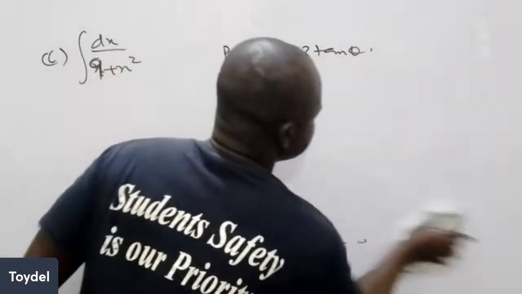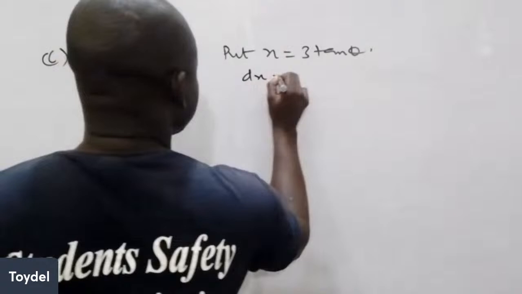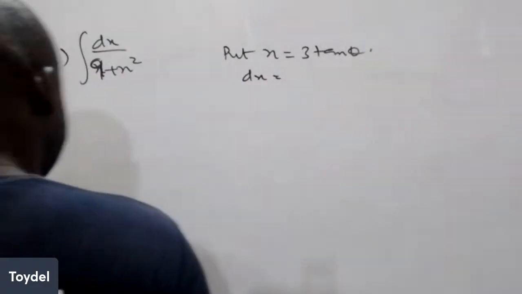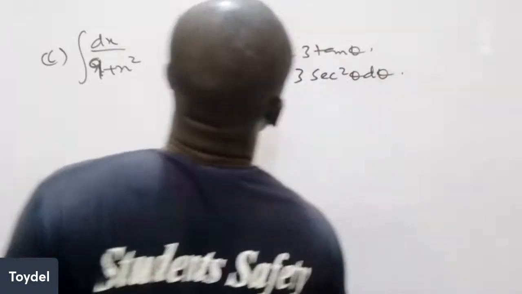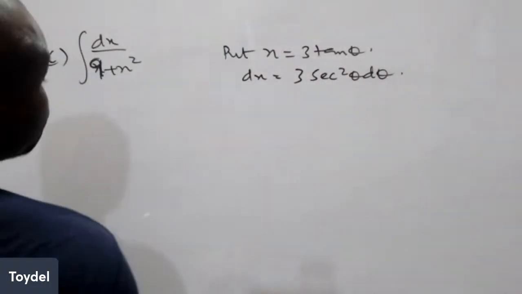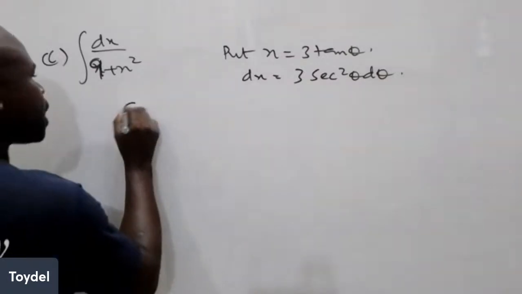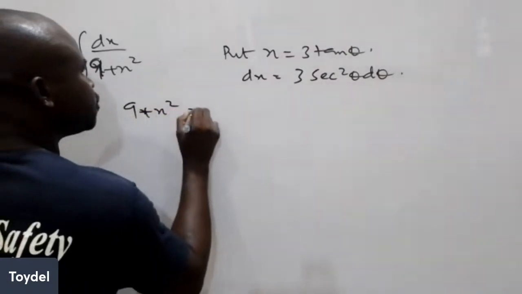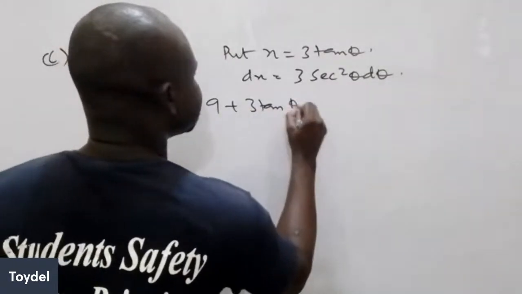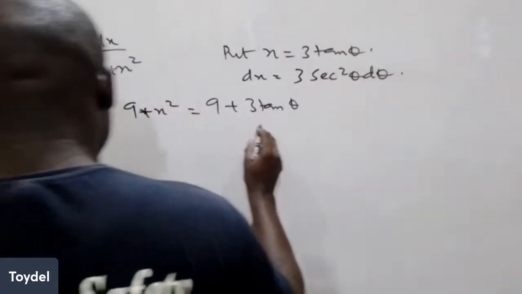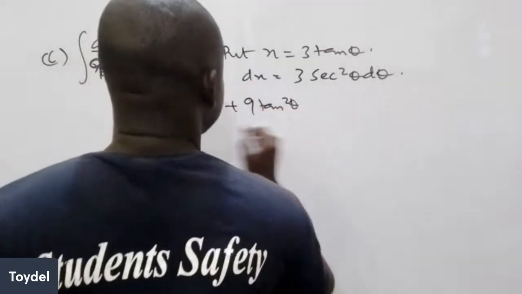So if x is equal to 3 tan theta, then if we differentiate this, dx will be 3 sec square theta d theta. Please check my videos on differentiation of trigonometric functions to be able to know what I have done there. Then we go back and say 9 plus x squared will be equal to 9 plus 3 tan theta all squared. So 3 squared is 9, then tan square theta.